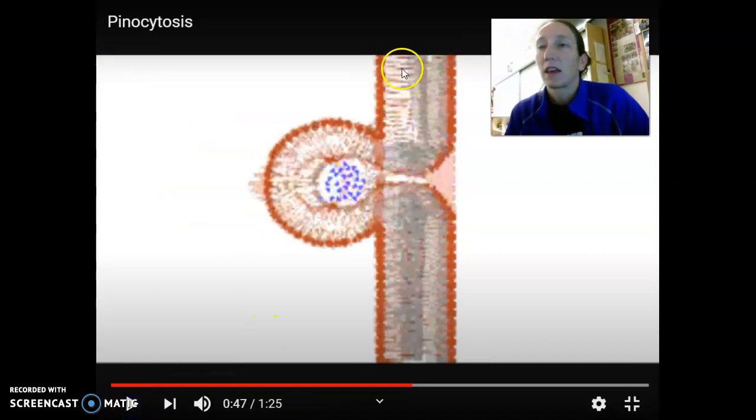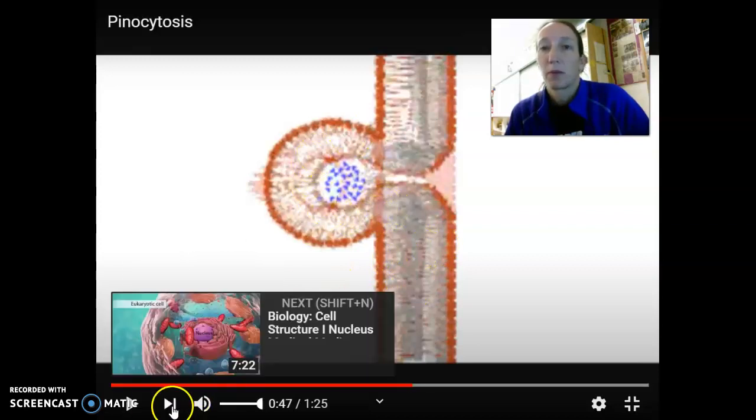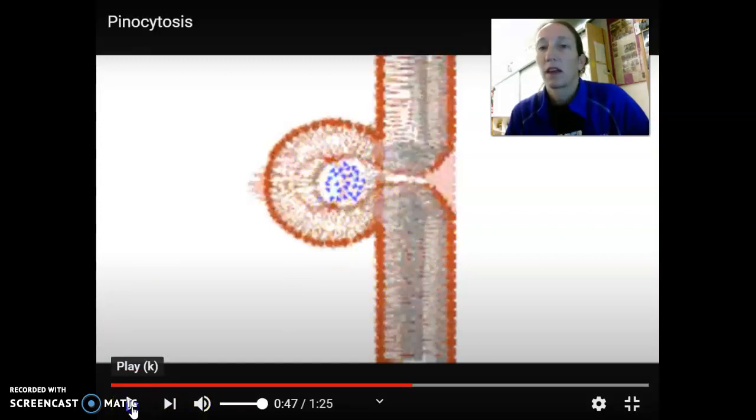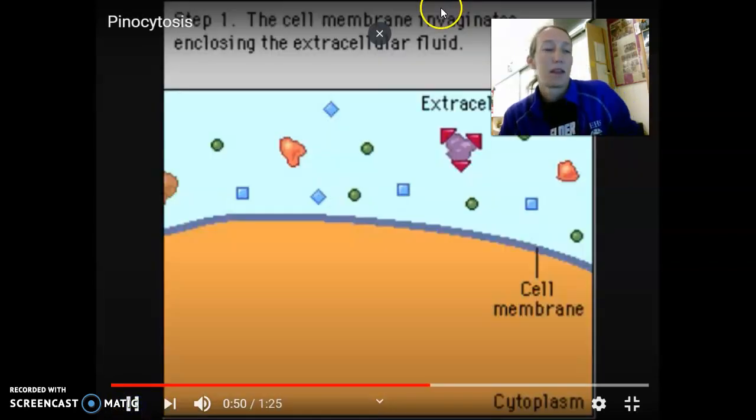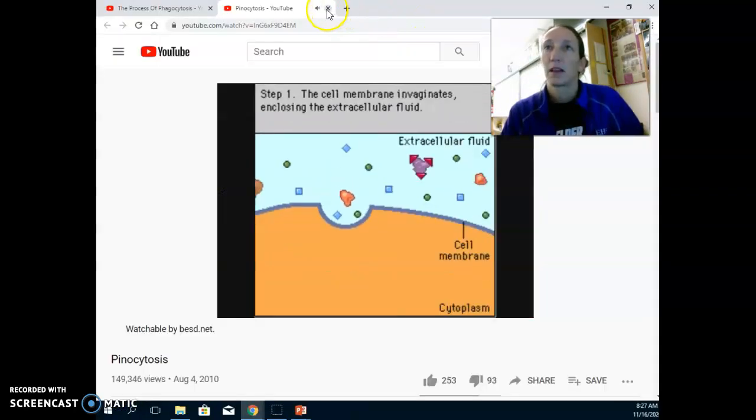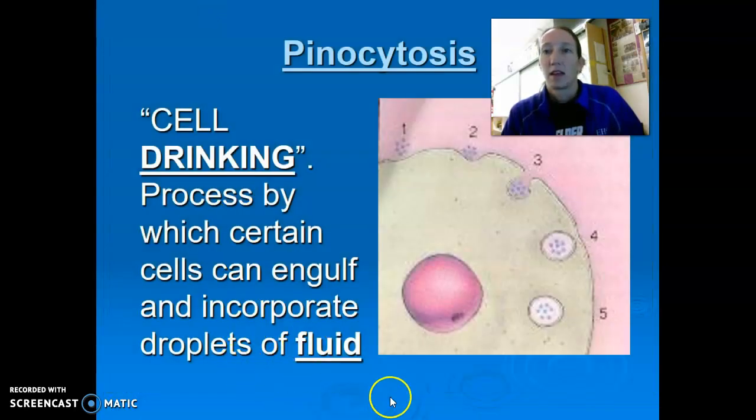So you can see, here is the phospholipid bilayer. Here's your two layers. This is what was wrapped up around the vesicle. So when it's kicking it out, the phospholipid bilayer just reattaches back to its original spot. So it's really cool how it does that. Okay, let's get out of this. All right, so that is pinocytosis.